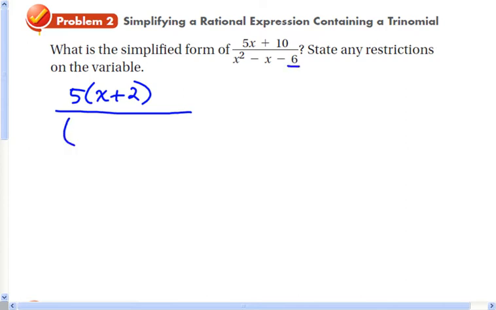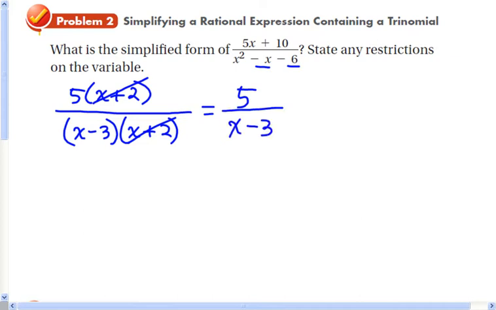What we're looking for is two numbers that have a product of -6 and a sum of -1, and that would be x minus 3, x plus 2. And after I do that, I can see I have a common factor that we can cancel right there. So in simplified form, we get 5 times 1, which is 5, divided by x minus 3.